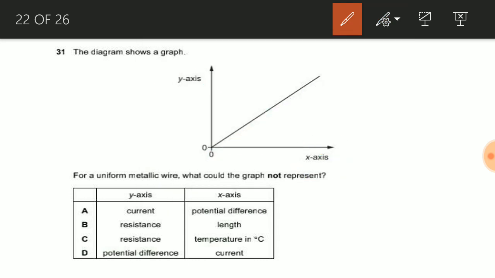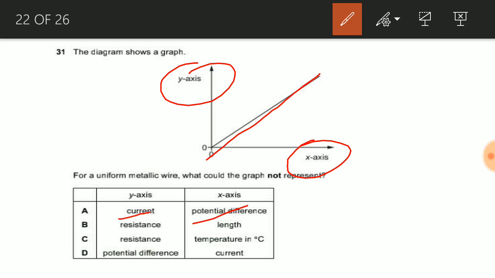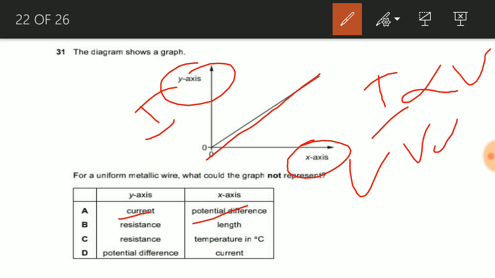Now this is a very important question for you, for your higher level as well. You need to find those variables which can be kept on the x and y axes and can follow this directly proportional relation. Now let us see our first option choice, current and potential difference. Yes, if I keep current over here and voltage over here, then I is directly proportional to V, or V is directly proportional to I.